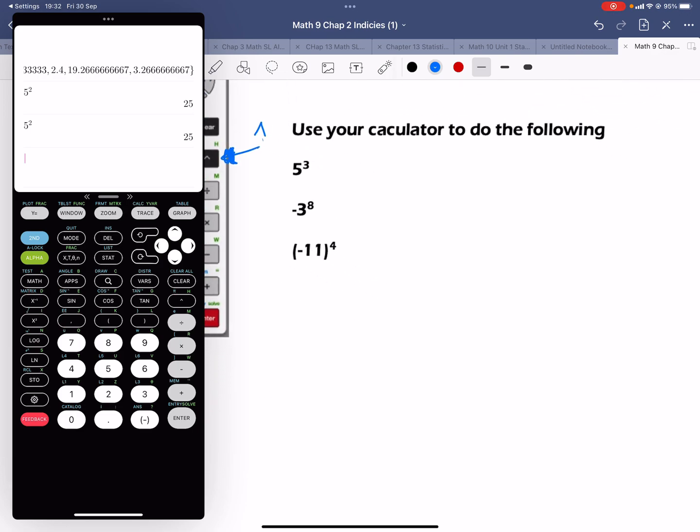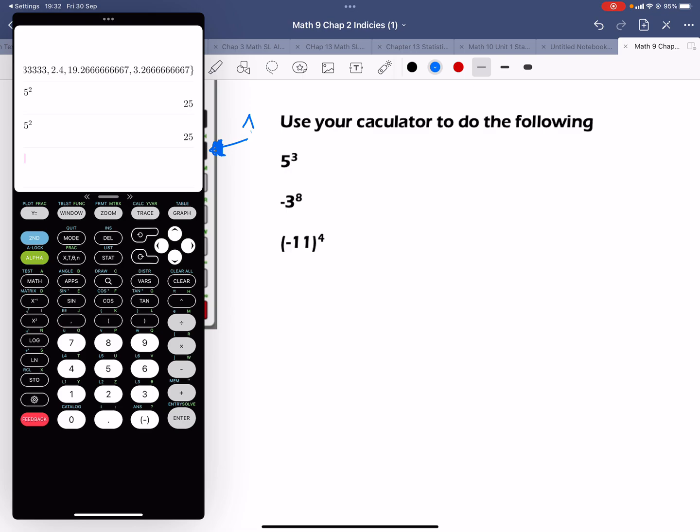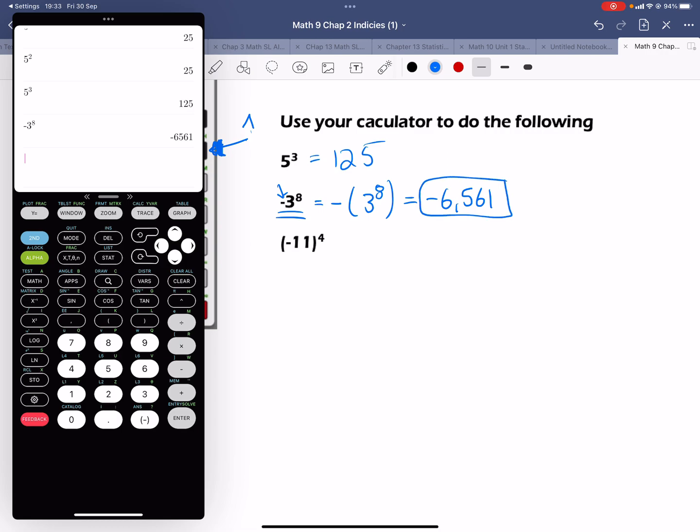All right, so use your calculator to do the following. 5 to the third, 5 raised to the third. We just use our caret and then press enter. We get 125. Okay, now notice this is negative 3 to the 8th. The negative is on the outside. So we press negative 3 raised to the 8th. If there were brackets, this would be positive. But because there's no brackets, this is just saying the negative of 3 to the 8th. So negative 3 to the 8th gets us negative 6,561.